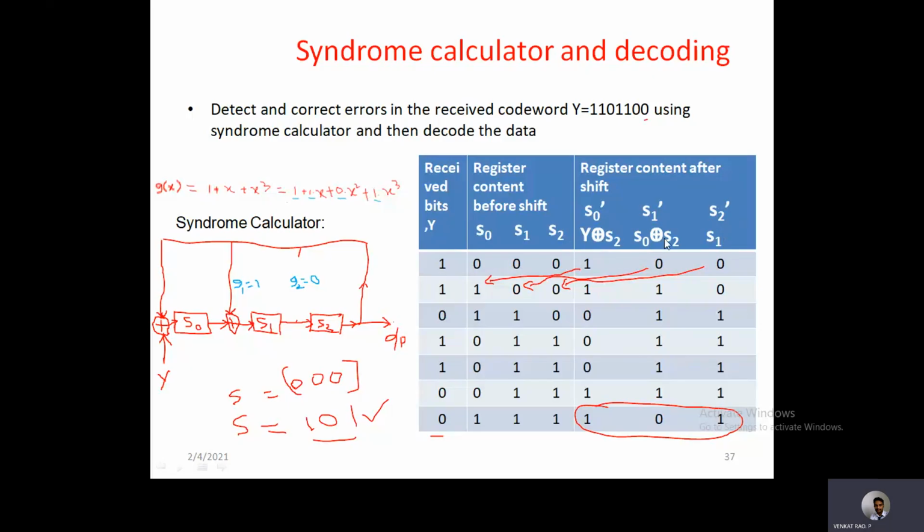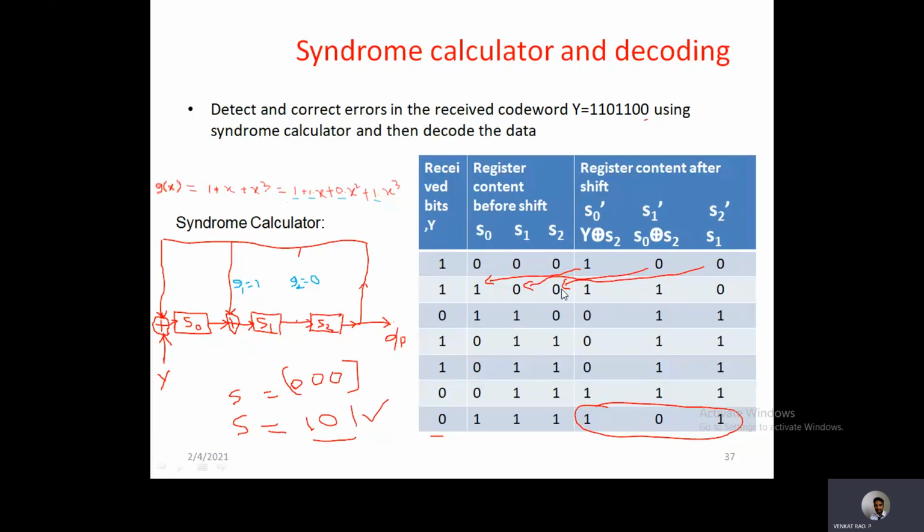Again by using the same formulas, apply them here. Assume the flip-flop contents before the shift operation are all zeros, and for every received bit there will be one shift operation. After the shift operation, the flip-flop contents are calculated by using the formulas. So S0 dash is equal to Y XOR with S2. Here it is Y XOR with S2, that is 1 XOR with 0, that is 1, and so on. We'll calculate this for every next shift operation.